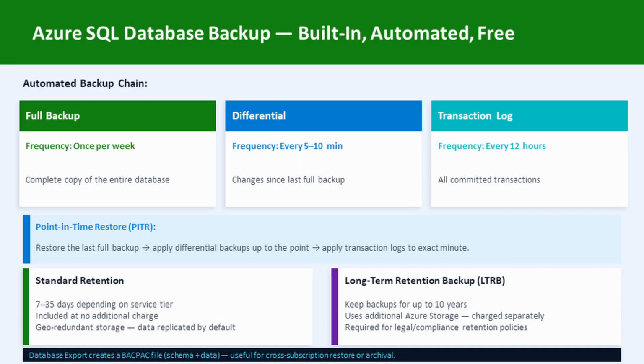There's also a database export option. This allows you to export a copy of your database as a bacpac file, which is a single file that contains both the schema, all your tables, views, stored procedures, and other objects, and the data itself. A bacpac file can be stored in Azure Storage or downloaded, and it can be used to restore the database to a completely different Azure subscription or SQL Server instance. This is useful for creating development copies of production databases.